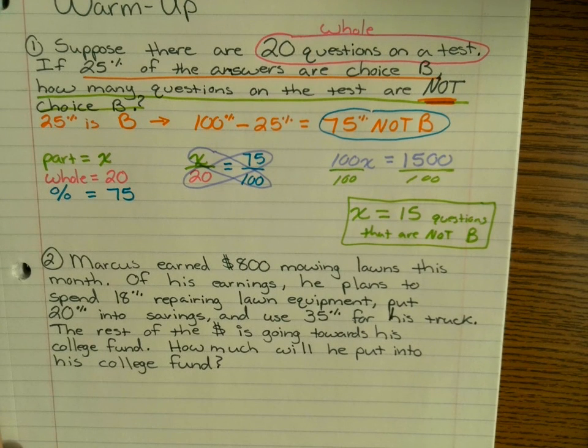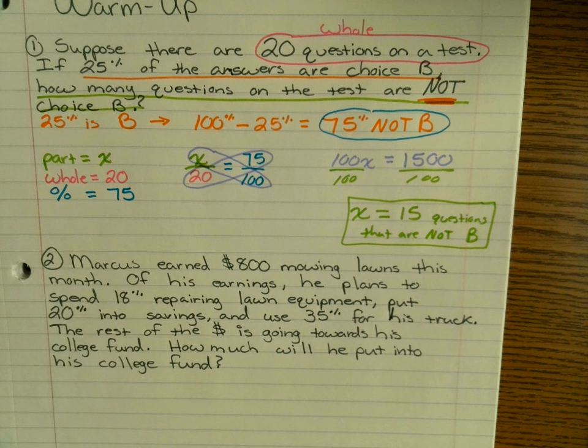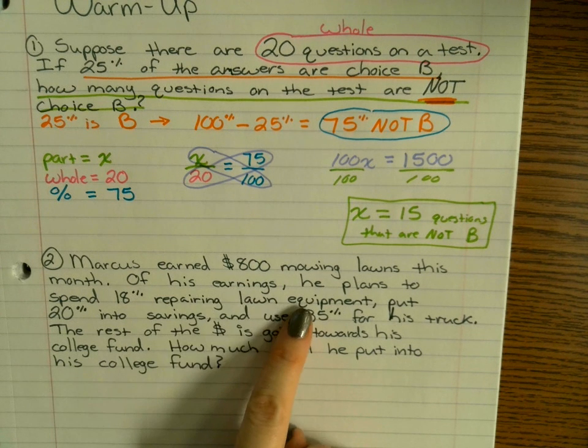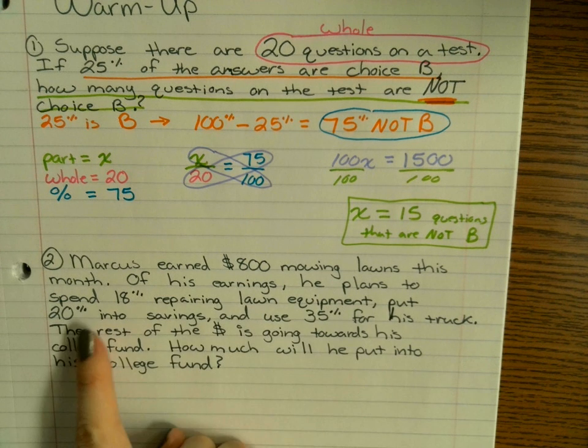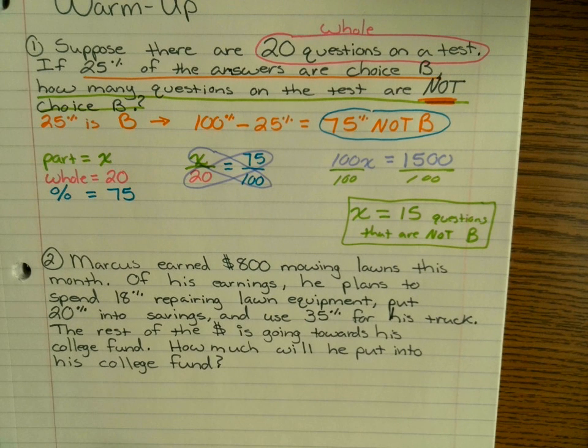Okay, for problem number 2, Marcus earned $800 mowing lawns this month. Of his earnings, he plans to spend 18% repairing lawn equipment. He's going to put 20% into savings, and then he's going to use 35% to work on his truck. The rest of his money is then going to go towards his college fund. We want to know how much money he is putting into his college fund.